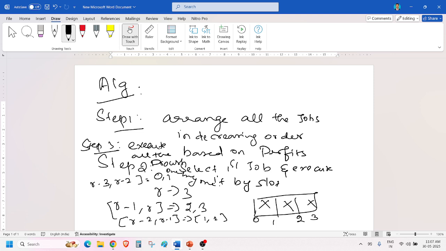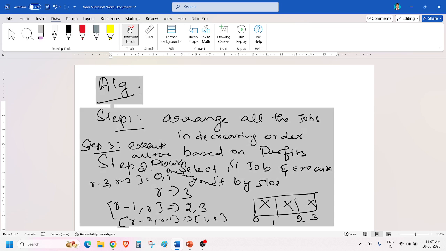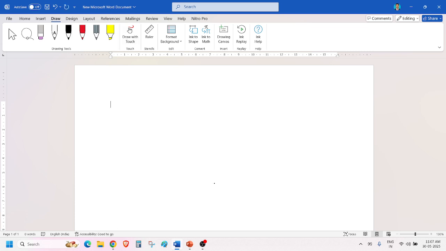Now we will move into the problem. In the problem you are able to understand how the algorithm works. Okay, let's move into the problem. So I'm taking problem 1.